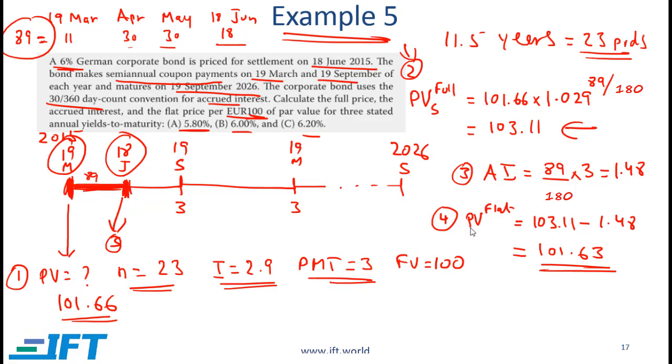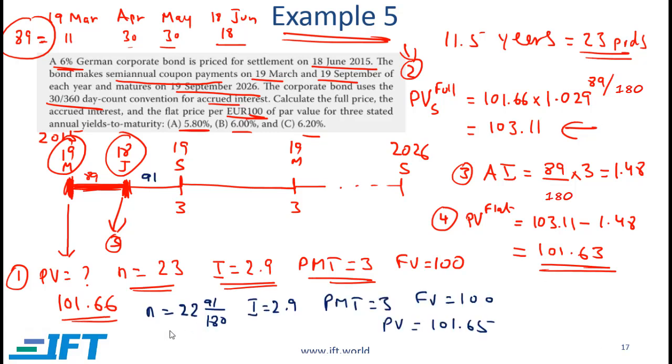This is what is used in the curriculum, but I'm also going to give you a shortcut method. You can use the financial calculator to directly come up with the flat price over here. This period is 91 days, which means that the time from here, settlement date till maturity, is 22 and 91 over 180. So you can convert this into a decimal and plug into your calculator. The calculator does take a decimal number for n. The rest of the inputs are the same. Interest rate is 2.9%, payment is 3, FV is 100.